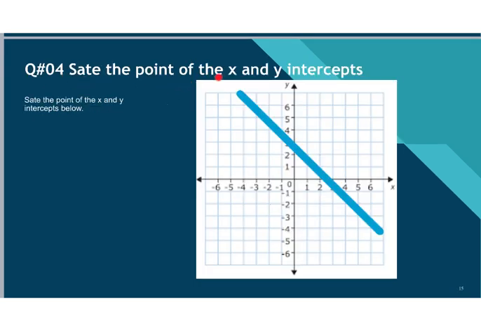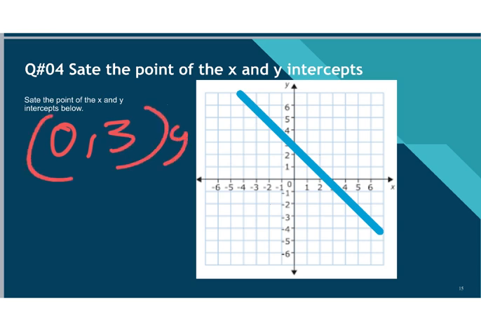Question 4. State the point of the x and y-intercepts. By looking at the graph, we can see that the x-intercept is 3, 0, and the y-intercept is 0, 3. We know this because the line crosses over on the y-axis at the 3, and crosses over at the x-axis also on the 3. Therefore, the y-axis would be 0, 3, and the x-axis would be 3, 0. The reason that we write 0 before the 3 for the y-axis is because we have to read the x-axis before the y-axis.